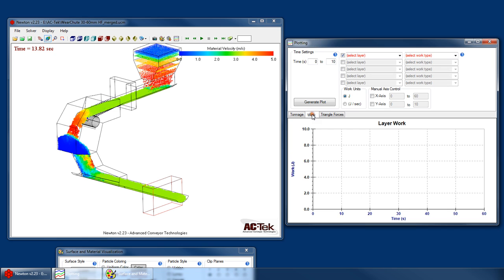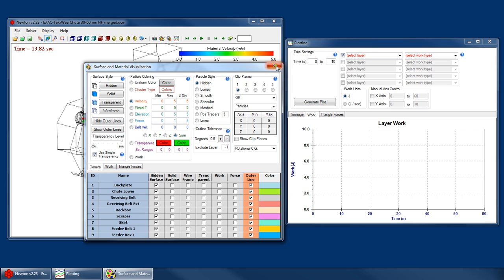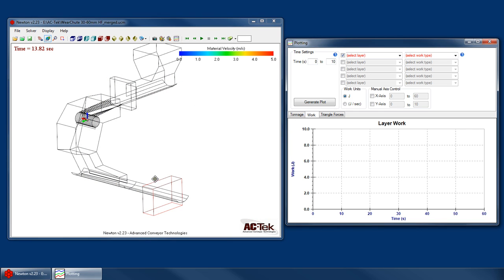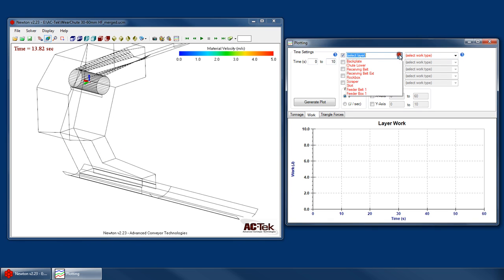So now going to our work tab, let's hide our particles because we don't care anything about the particles anymore. And let's also turn off those data boxes. So what we do with the work is, again, we have 5 different lines we can plot, and you select the layer that you want to plot and the work type. So I know that I want to look at the work on the back plate, and I want to look at the total abrasive wear. And for this line below it, let's look at the back plate again, but instead let's look at the instantaneous abrasive wear.